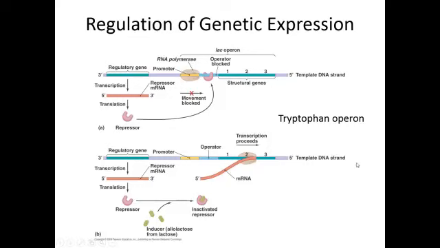Well, why would the cell do that? Well, if it's in the environment, it's cheaper to import it than to make it yourself. So we call this a repressible operon. In other words, it's on most of the time, unless there's tryptophan in the environment, then it gets turned off. So it's kind of set up the opposite of how the lac operon is set up.